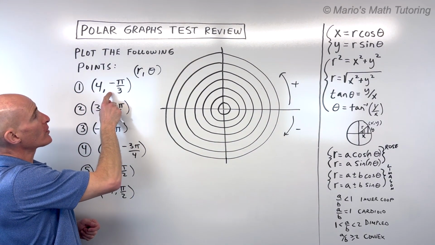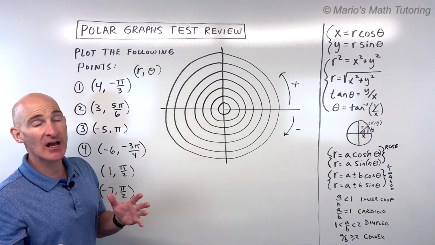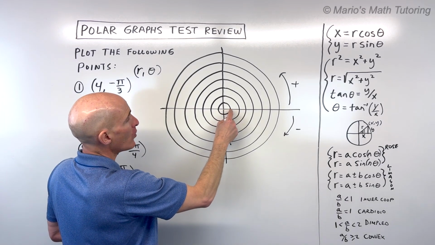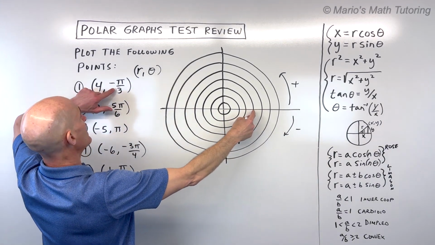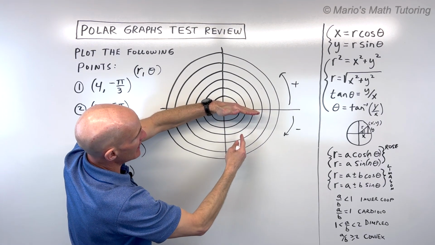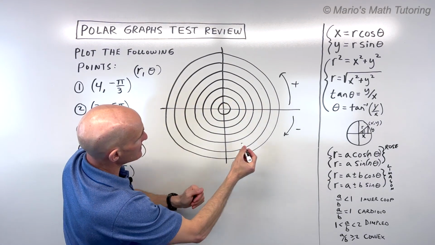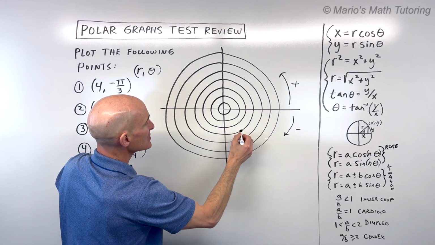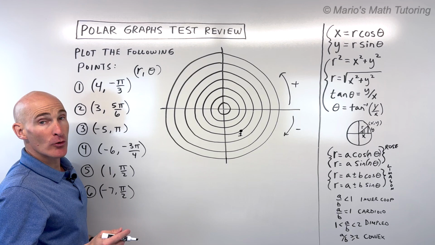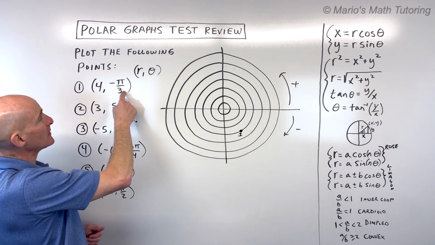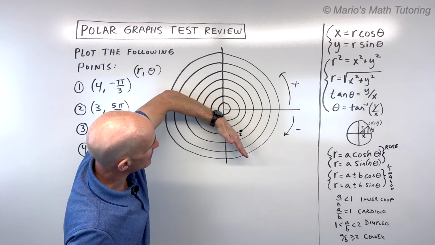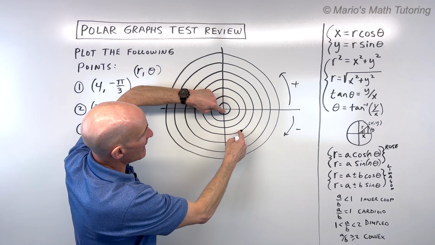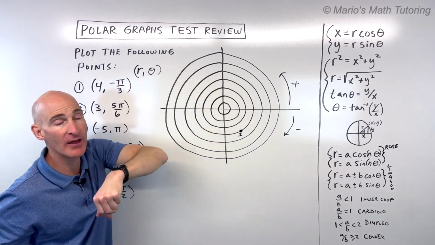So for this first one, 4 comma negative pi over 3, you can do this a couple different ways. One way I like to do it is, go out to a circle of radius 4, so 1, 2, 3, 4. And then negative pi over 3 means negative 60 degrees. So I'm rotating clockwise, negative 60 degrees, and it'll be right about here. So this is point number 1. Another way to do this is you could first rotate negative pi over 3, find that angle, and then go out from there. Now if it's a negative r value, it would go through the pole the other direction.